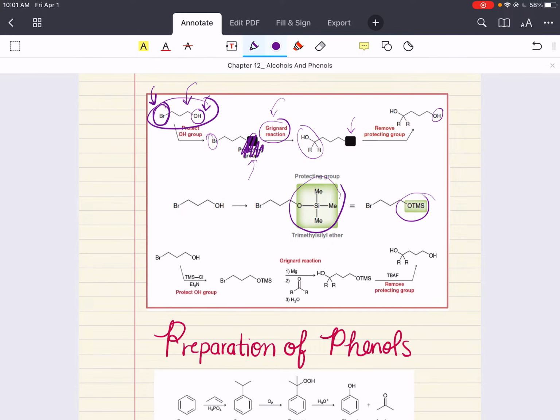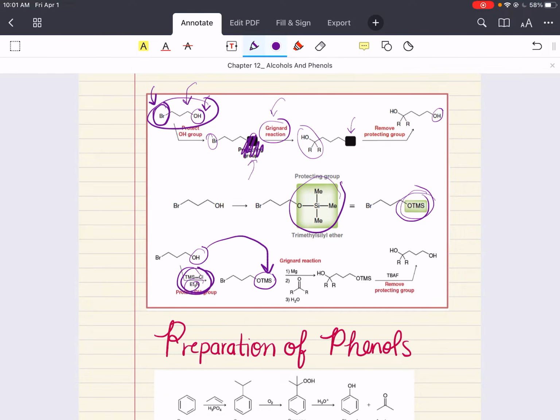It looks like this, but it's commonly written on a molecule as OTMS. The reagents you will need to replace the alcohol group with OTMS are this set of reagents: TMSCl, and then Et3N as your solvent. So this set of reagents will convert your alcohol to an OTMS group.